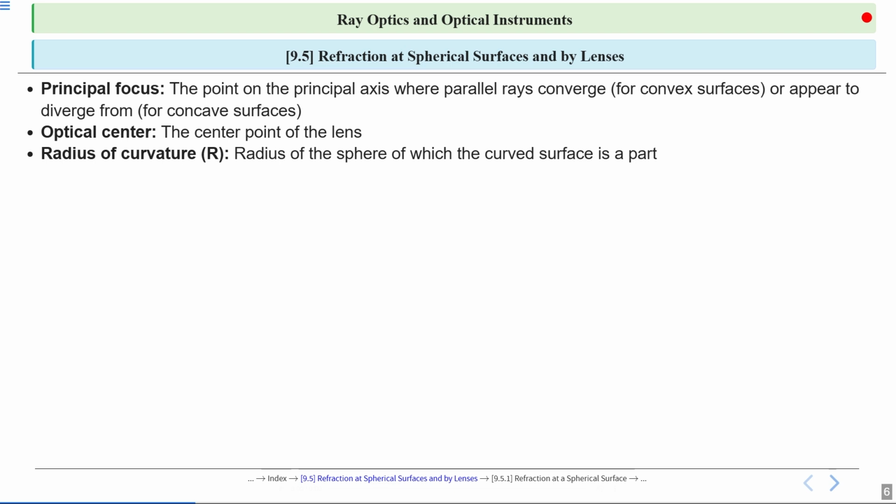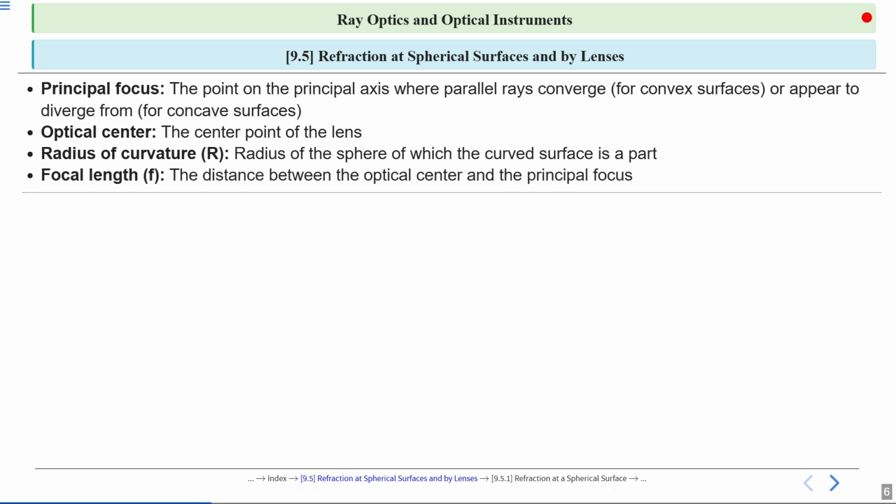It's a measure of how curved the lens or the spherical surface is. A larger radius means a flatter surface. If the radius of any spherical surface is very large, that surface is somewhat flatter. For a plane surface, the radius is infinite. So if the radius is very large, the surface is nearly flat. If the radius is very small, the surface is more curved.